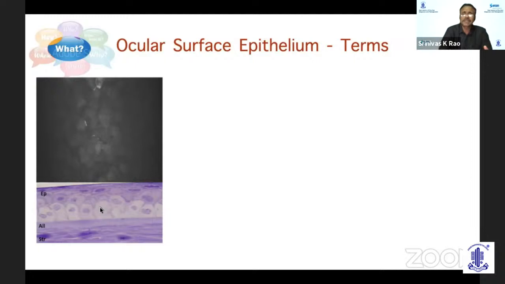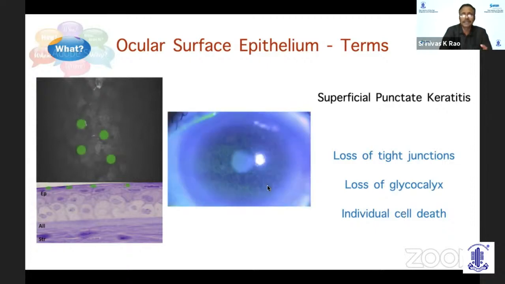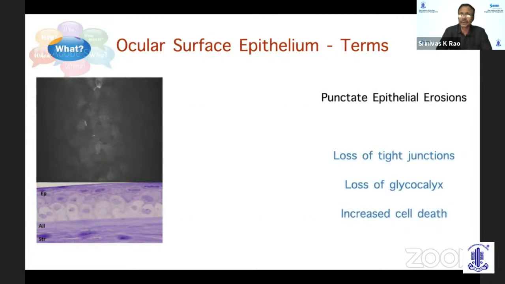So when we actually see staining, we use the term superficial punctate keratitis. What happens here is that there can be a loss of the tight junctions between the epithelium, a loss of the glycocalyx, or individual cell death. And this results in this fine stippling that we see because of the surface events that are happening on the corneal epithelium. The next step after this is what we call punctate epithelial erosions.